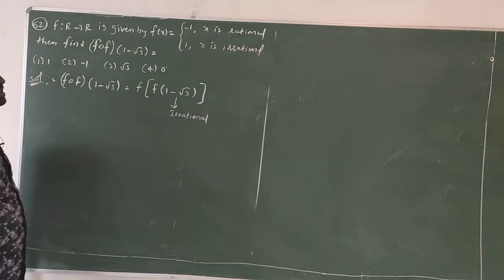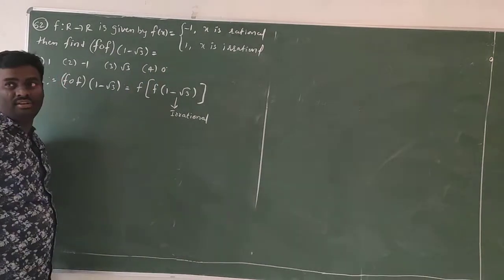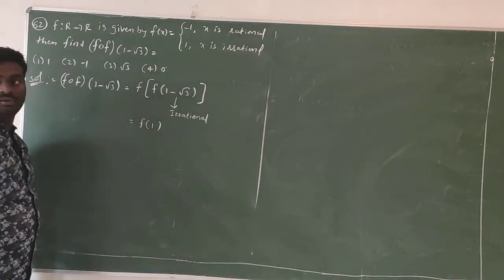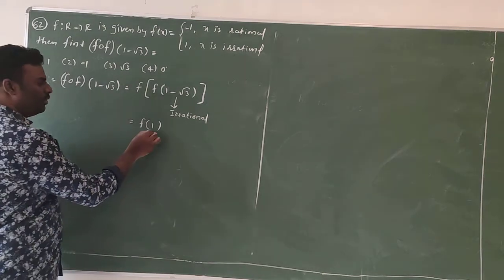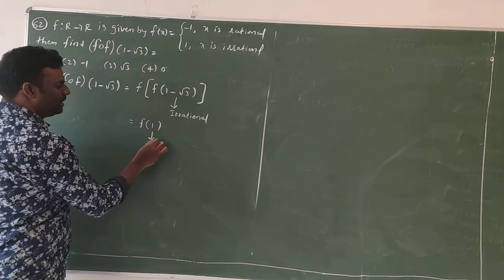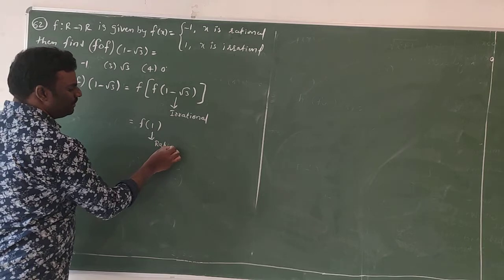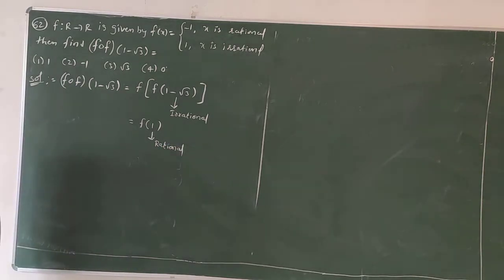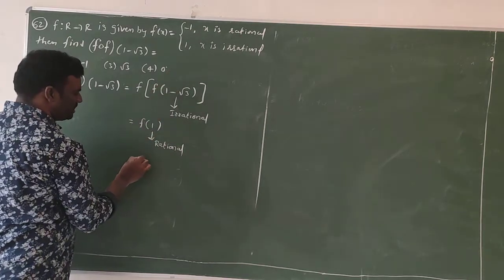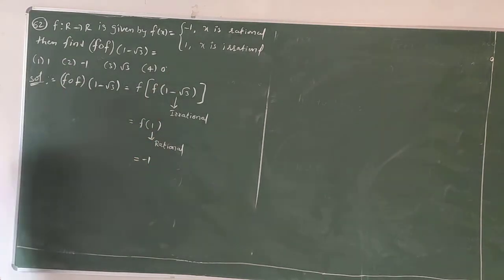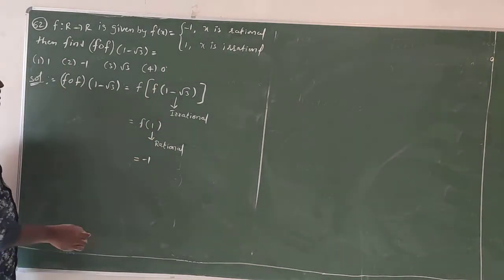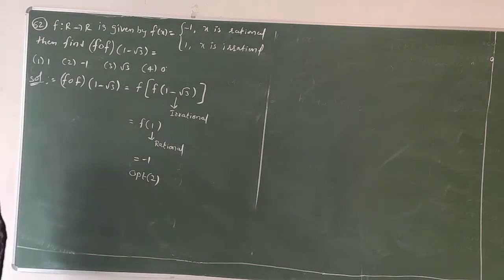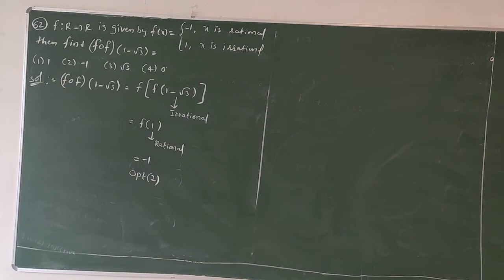If it is irrational, what value we need to take? 1. Then f of 1. But we know 1 is which number? Rational number. In this rational case, what is the answer? Minus 1. Therefore, the answer is minus 1 for this question. That is nothing but option 2 is the correct answer.